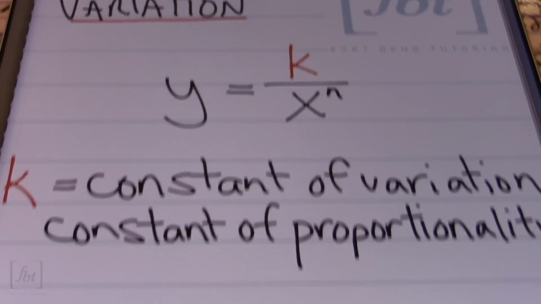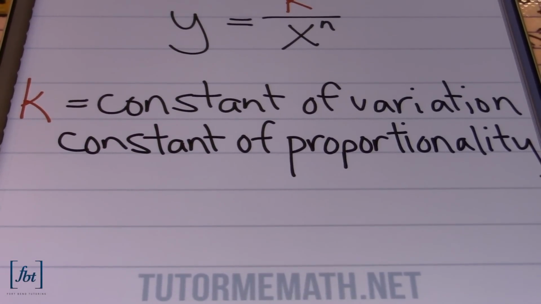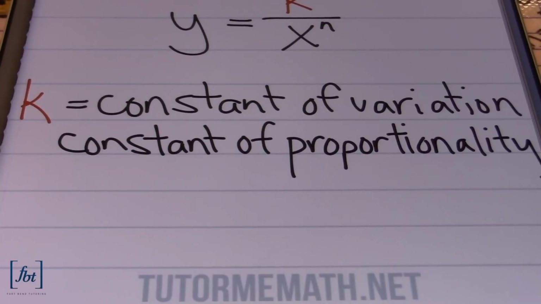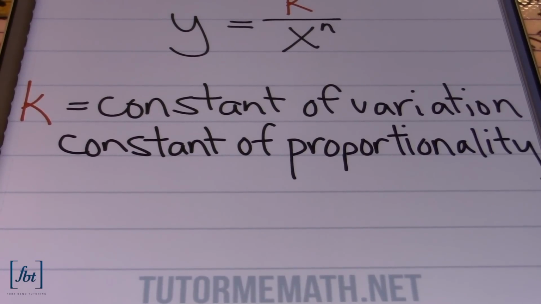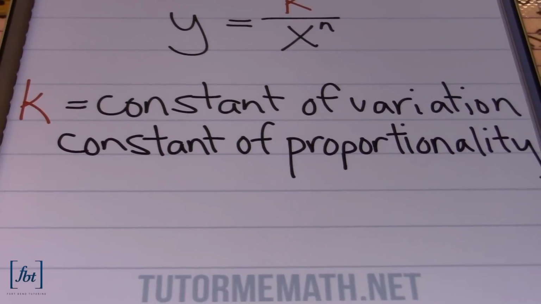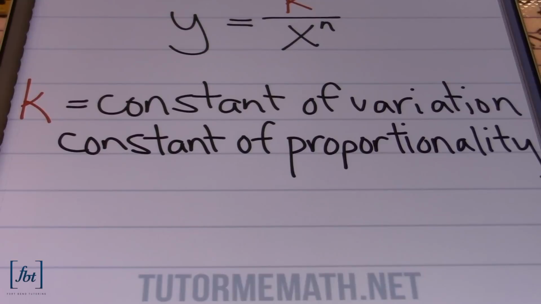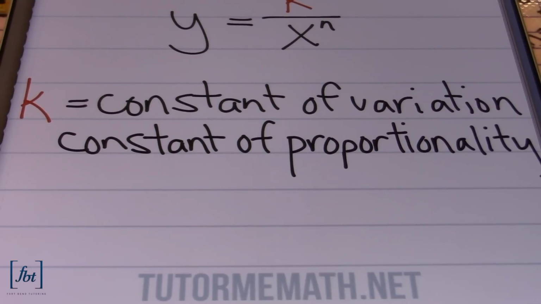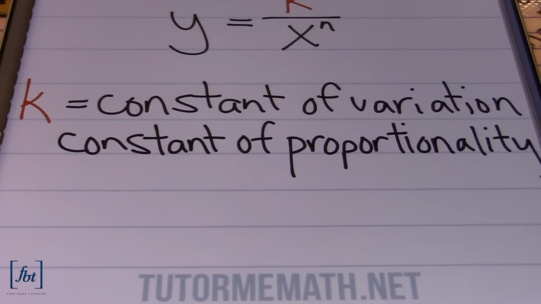So let's talk a little bit about this k value. The constant of variation. It's also called the constant of proportionality. And throughout your problems, many of them will ask you for this specific value. That's right, the constant of proportionality, or they may call it the constant of variation. So keep that in mind as we move through our problems.